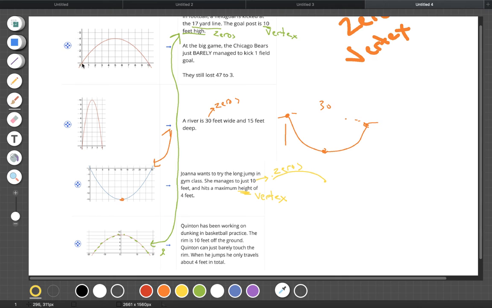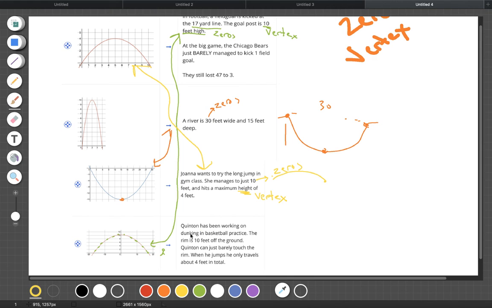Well, here we got 0. We got 10. Okay, that matches. And then a maximum height of 4 feet. Well, there's 4. So that one matches. Boom. And then finally, we know this is going to match, but let's just look at it.